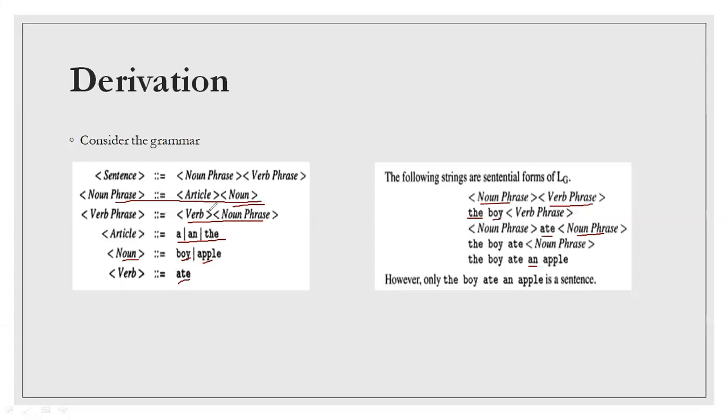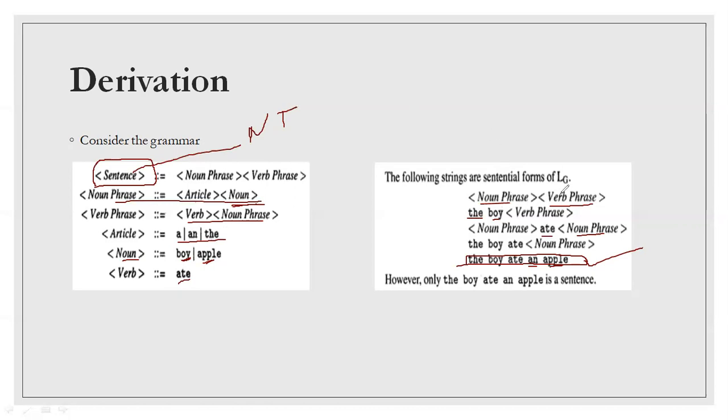And after that noun phrase we have noun also. So which is the noun? Either of boy or apple. So here it is used as apple. See, the boy ate an apple is derived from the sentence, right? So we started with the non-terminal symbol sentence and we reached the acceptable string, that is the boy ate an apple. I hope you understood derivation.